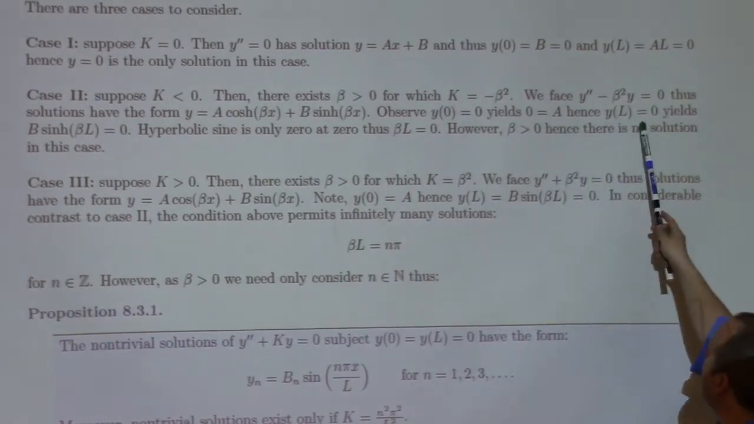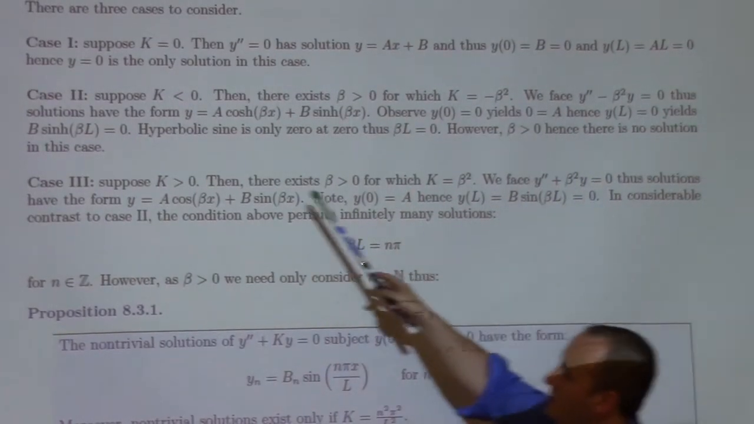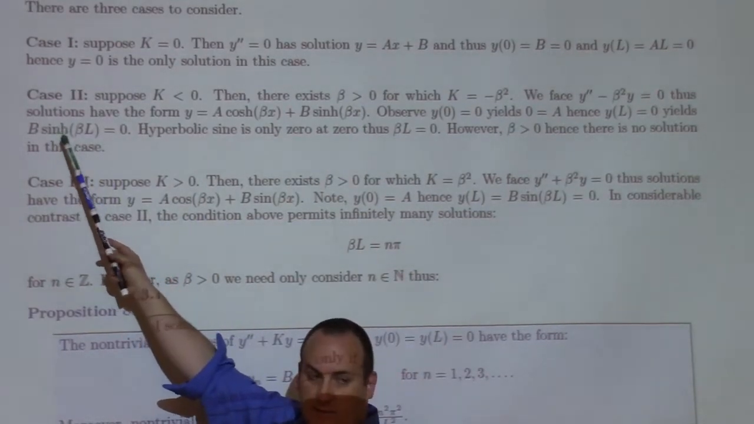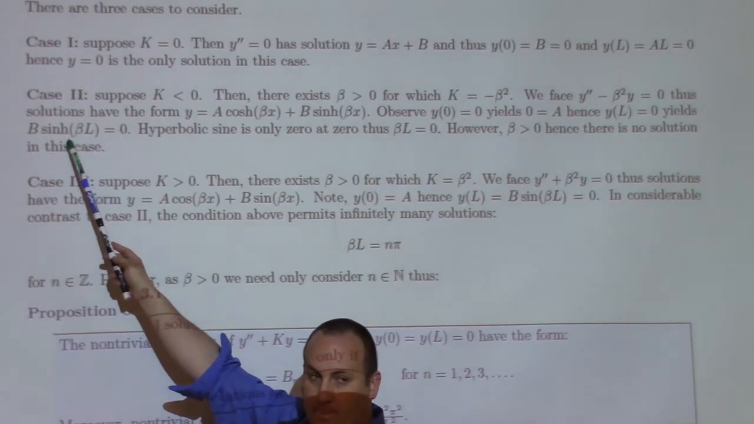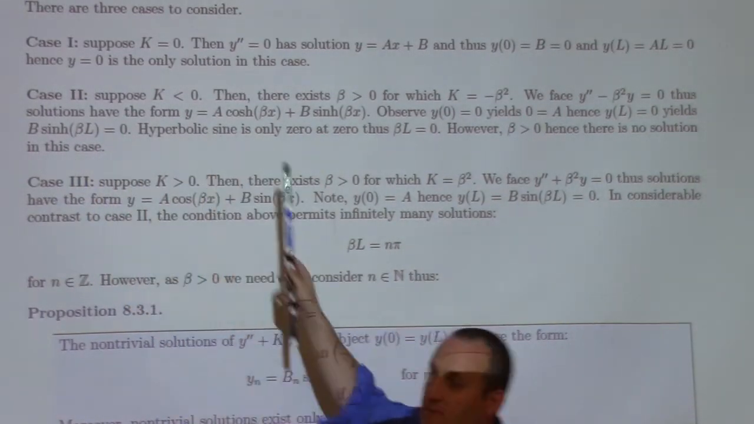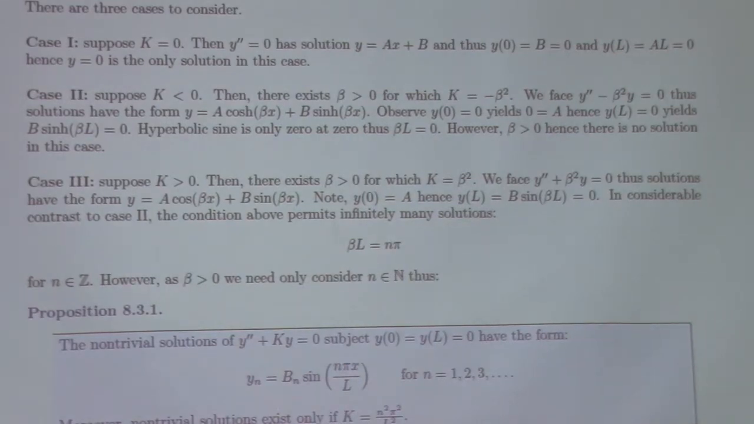But anyway, if you plug in 0, you get A equals 0. If you plug in L, you get B sinh beta L is equal to 0. But the only place sinh is 0 is at 0. So L not being 0 means that B has to be 0. And so we find A equals B equals 0, so there's no solution in that case either, except for the trivial solution, which we don't care about. We're looking for non-trivial solutions.